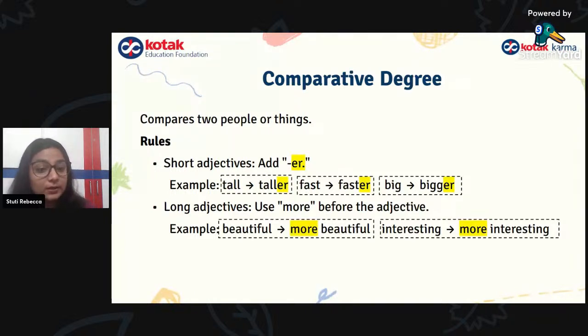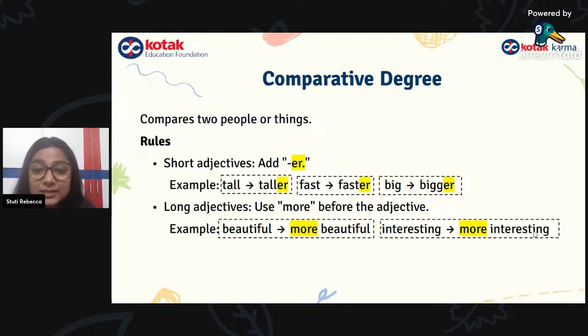Tall turns to taller, fast turns to faster, and big turns to bigger. Can you see that we have used er? Yes. And again, with the long adjectives, we use more before the adjectives. For example, beautiful will turn to more beautiful. All right. Interesting will turn to more interesting.